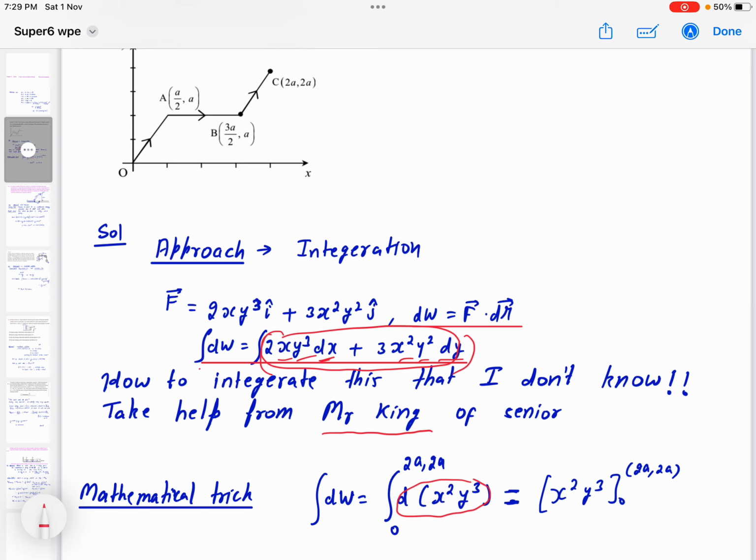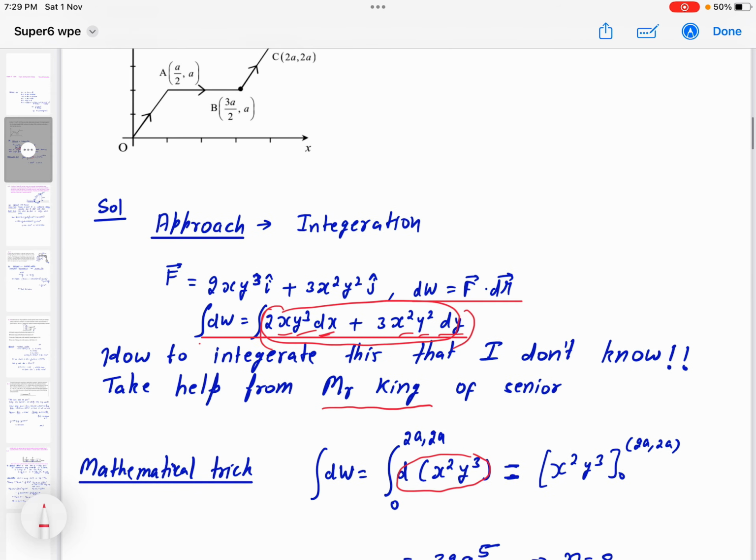Like these kind of brainstorming, Lalit does very quickly, right? But if you are not Lalit, if you are like me, then it will take at least 40 to 50 seconds to just think for what function this will become a derivative, right? And then on thinking, what will we get, x square y cube, right? So if you take the derivative of x square y cube, you will get this function, okay? So I can write like this.